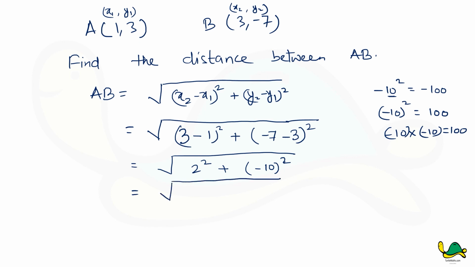Always use brackets. We have got 4 and here we have got 100, and a square root of 104, which comes out to be 10.198 units. If you would like to write it in two decimal places, the answer would be 10.20 units.